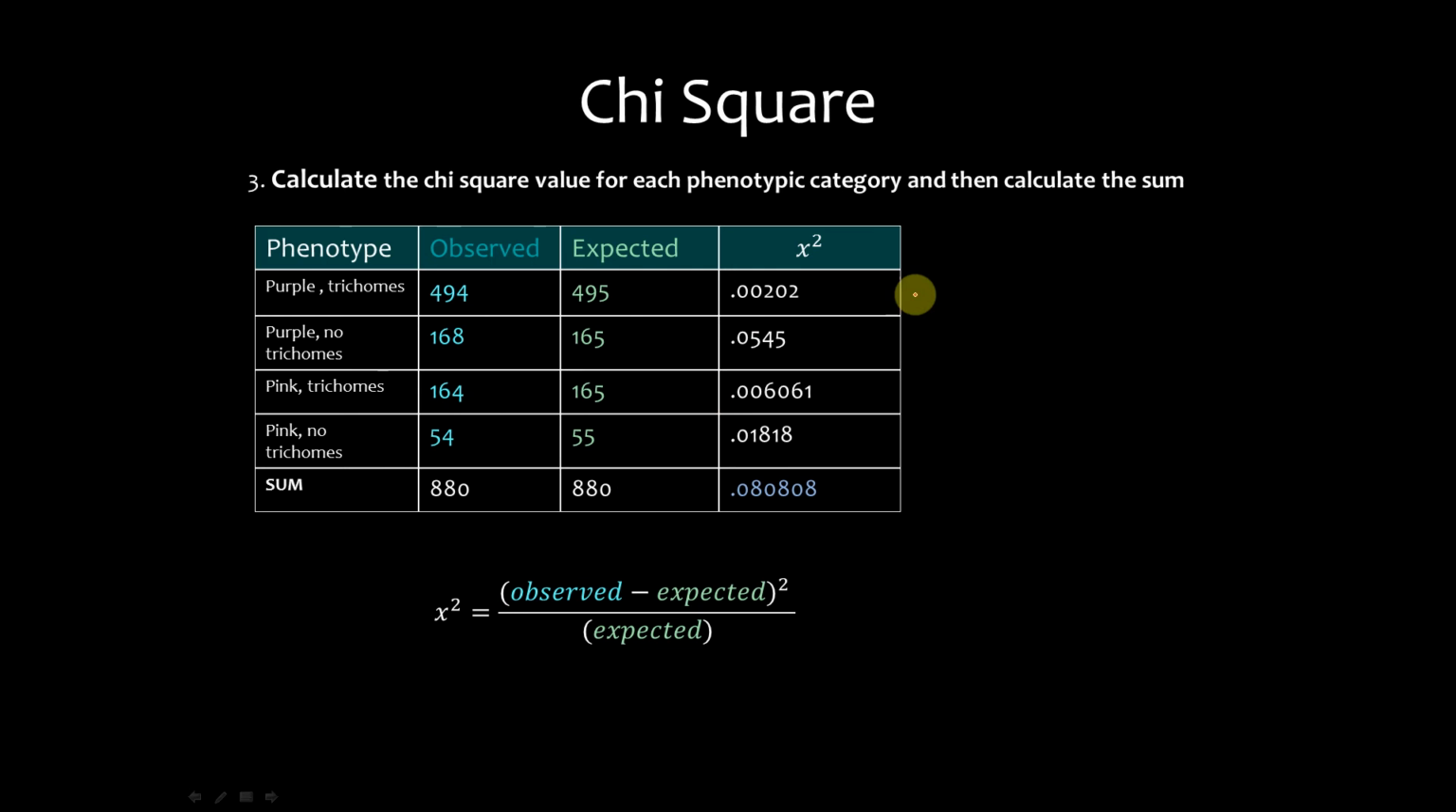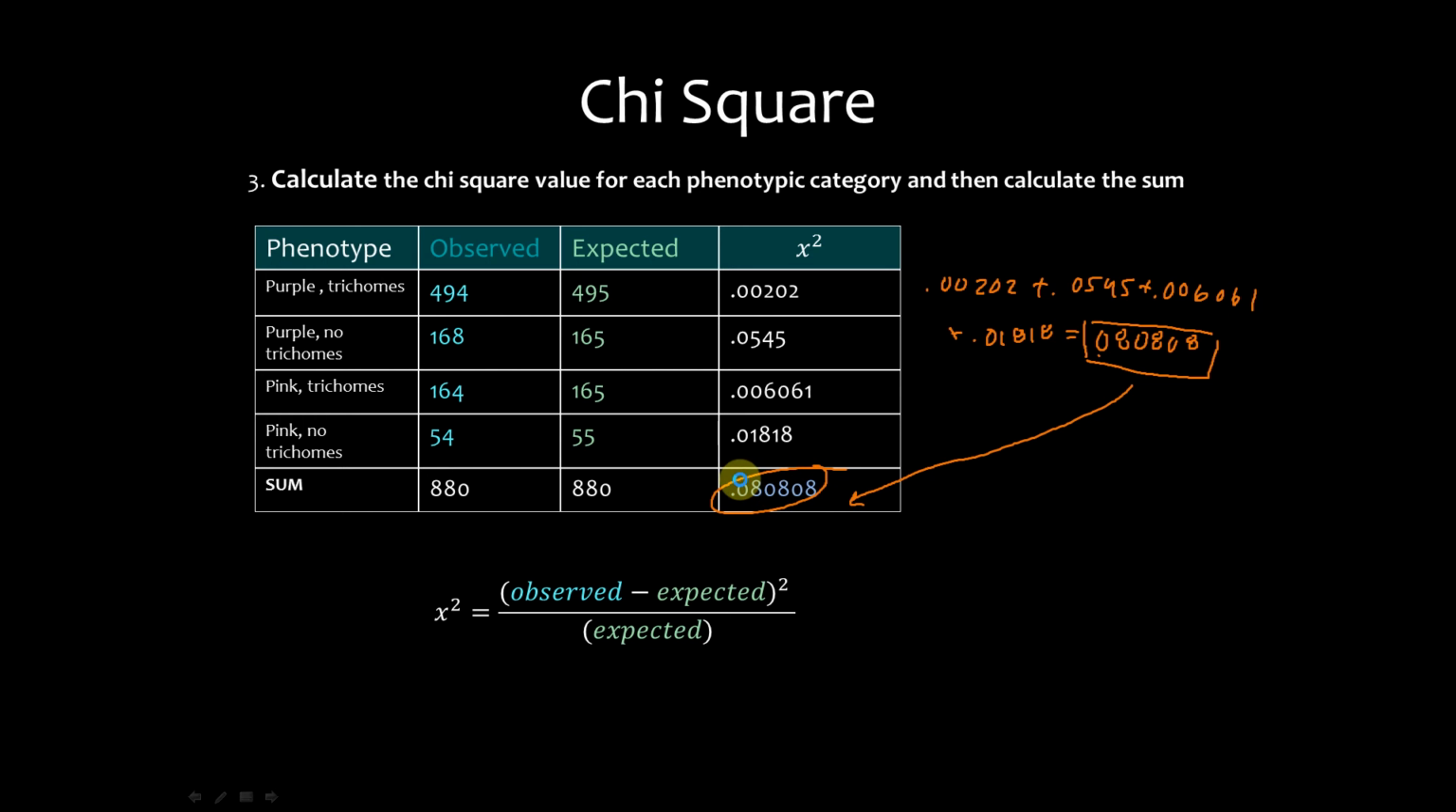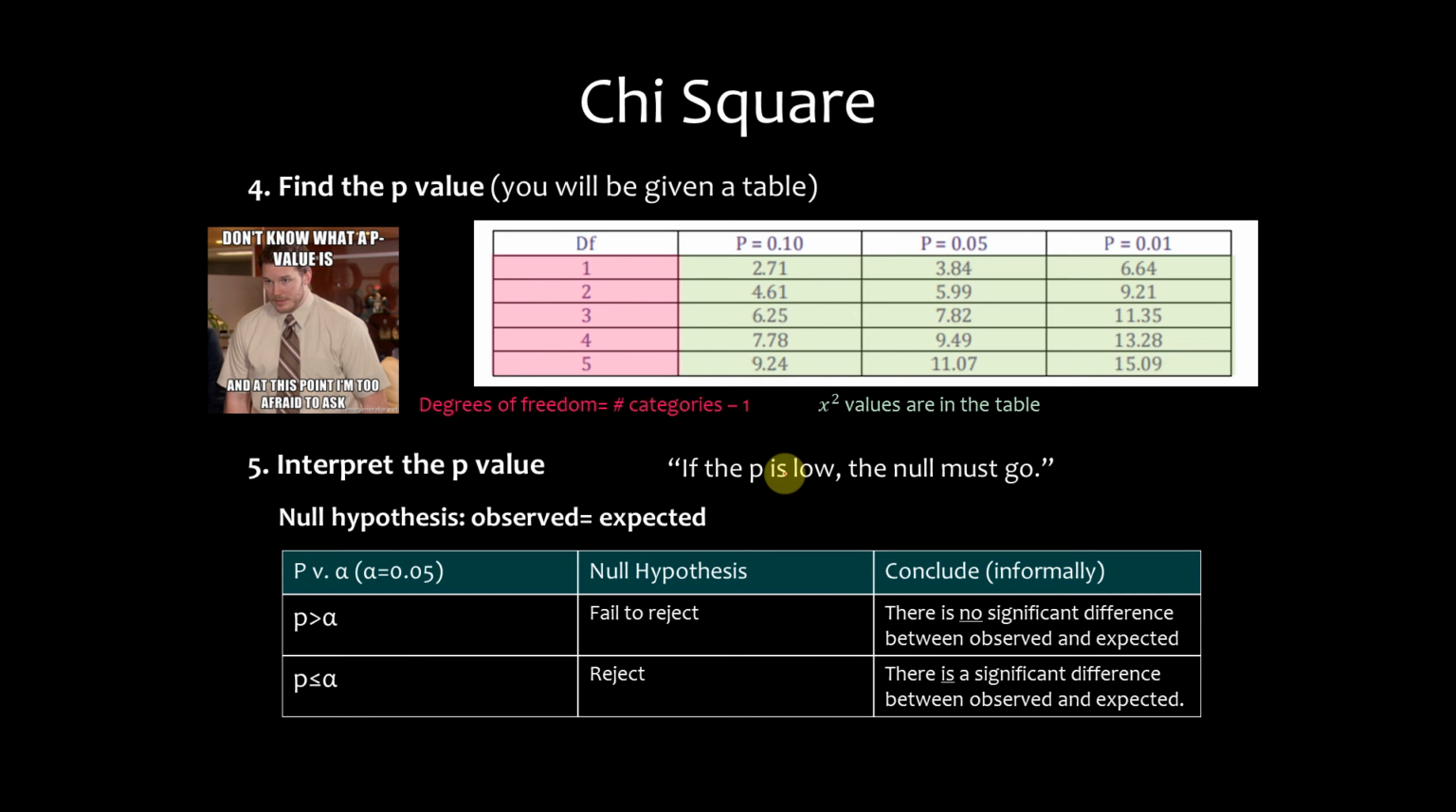Oops, it deleted everything. Cool, that gives me more space to do this up here. 0.00202 plus 0.0545 plus 0.006061 plus 0.01818 comes out to 0.8080808. Wow, that's a cool number. And that is our chi-square value. So remember this, remember how we got it, because the next step is to find the p-value.